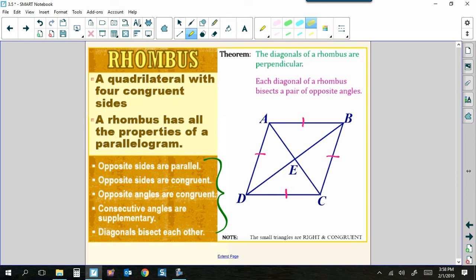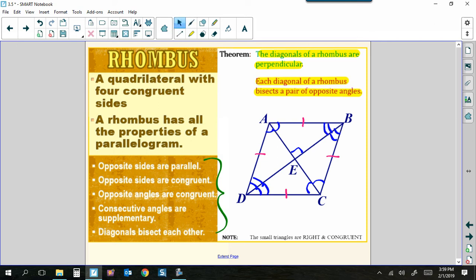Now, because a rhombus is a more specific type of parallelogram, you also know these 2 things. If you have a rhombus, you are able to say that the diagonals are perpendicular, which means you know these 4 angles form right angles. You also are able to say that each diagonal of the rhombus bisects the pair of opposite angles. So because the opposite sides are congruent, we know that this is a parallelogram, which is why we listed that opposite angles are congruent. So because of this, we actually know that each of these 4 angles are congruent, and each of these 4 angles are going to be congruent.